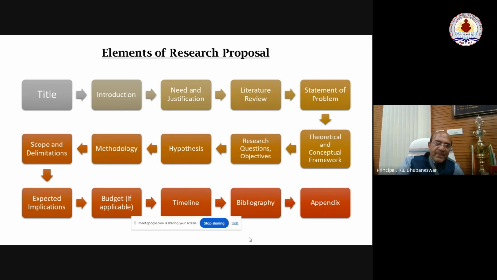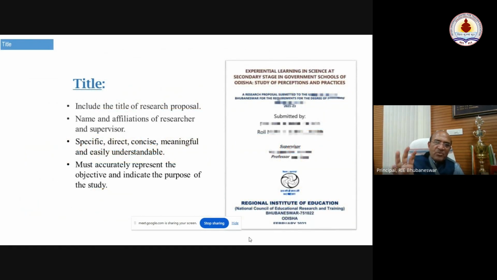So now what we should keep in mind when a title is written. Title should include the title of the research proposal. Means in title, the research proposal exactly should be translated. Then name and affiliation also.